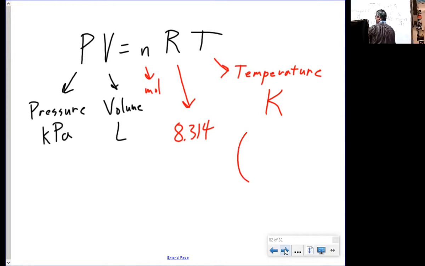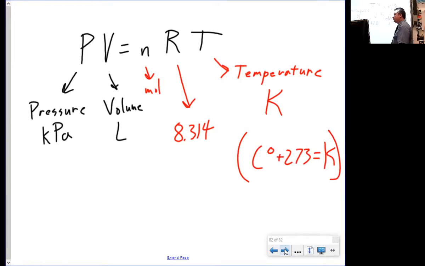Kelvin is just your degrees Celsius plus 273 equals Kelvin. And you do that because technically temperature can't be negative. Particles are always moving. So 0 is as low as you can go. 0 K is the lowest temperature possible, and that is negative 273 degrees Celsius. So once you have all this, it's just a matter of plugging in what you don't know and mathing it up to get what you want.